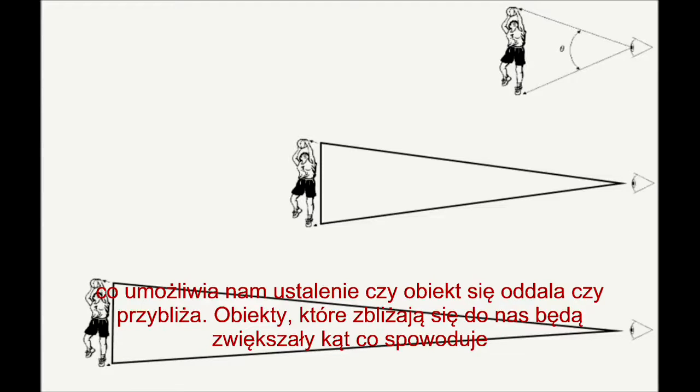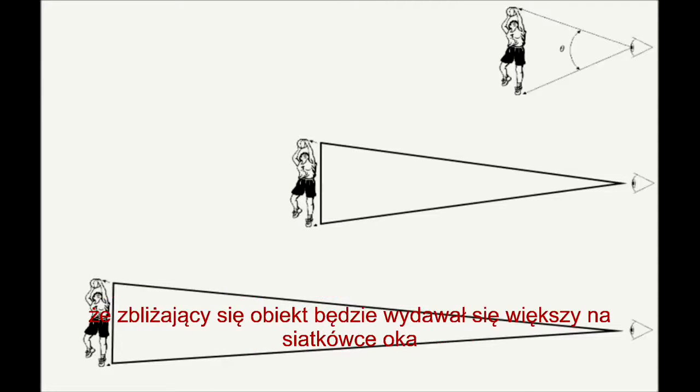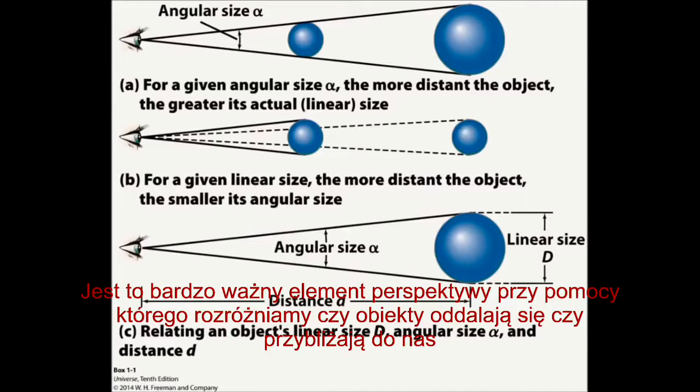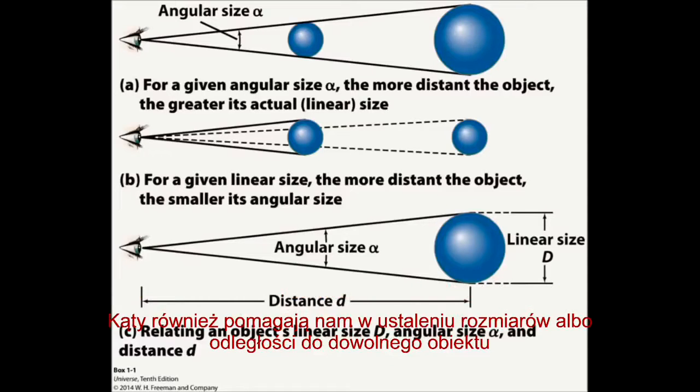which is what allows us to determine that it is moving further and further away. For objects coming toward us, the angle will get larger and the object will appear to be larger on the retina. This is an important part of perspective. This is how we distinguish objects moving away versus coming toward us. The angles also help us determine the size or distance of any given object.